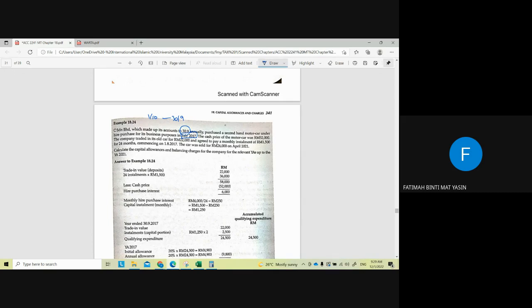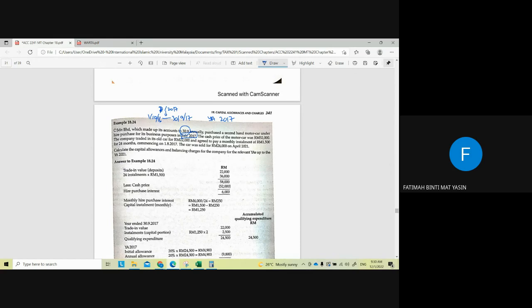Which YA? 2017, right? Correct. YA 2017. Why? Because this period is 1st October 2016 up to 30th September 2017. The company acquired in July, which is month 7, 2017. It basically happens within this period. So the company can claim for this asset starting from YA 2017.